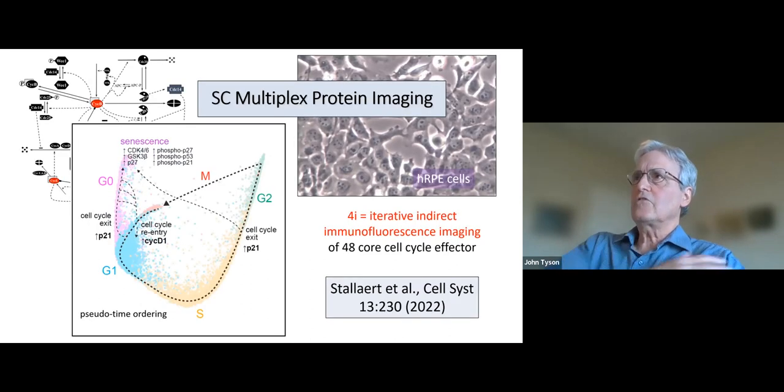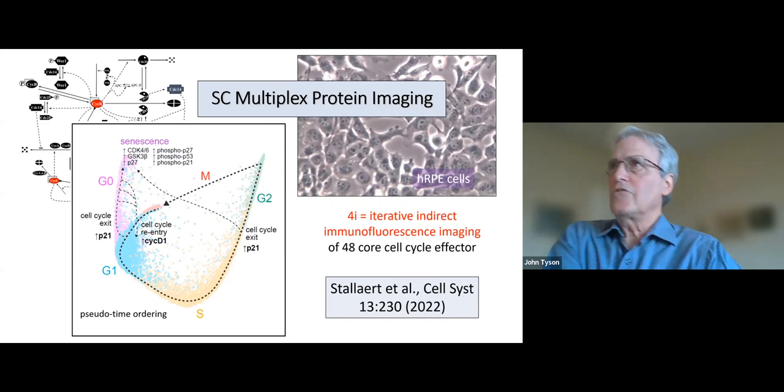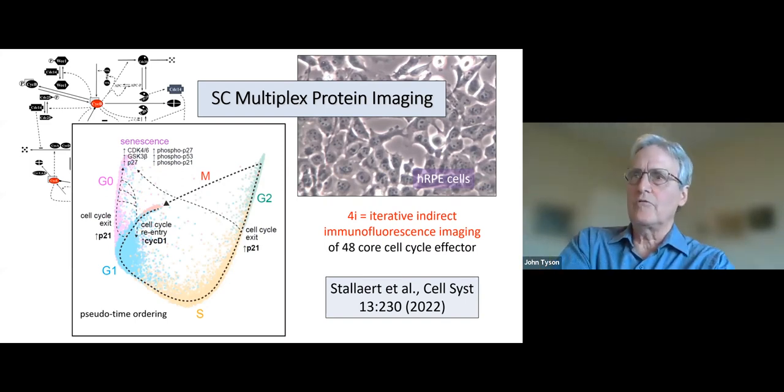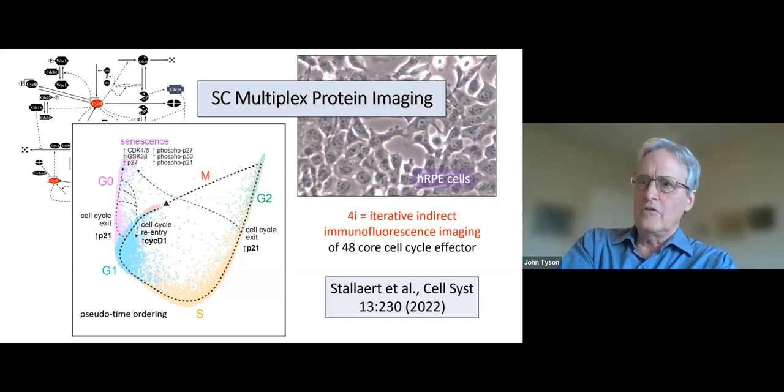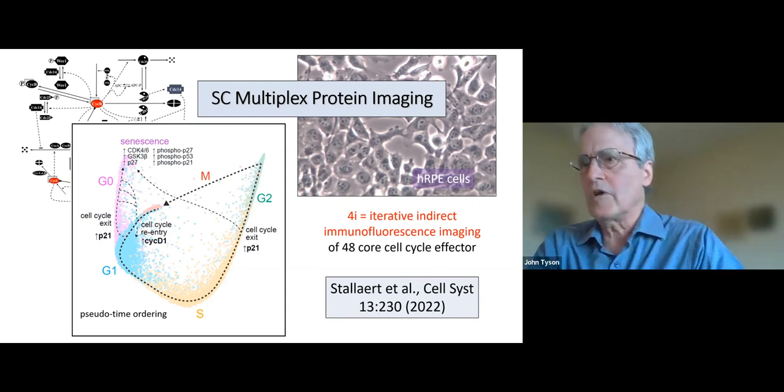So let's start with single-cell multiplex protein imaging based on 4i technology. 4i stands for iterative indirect immunofluorescent imaging. And the example I'm using is this lovely paper by Stallaert et al. on human RPE cells, retinal pigmented epithelial cells, okay?